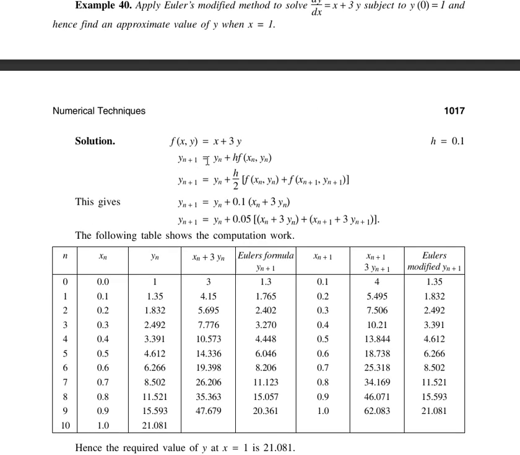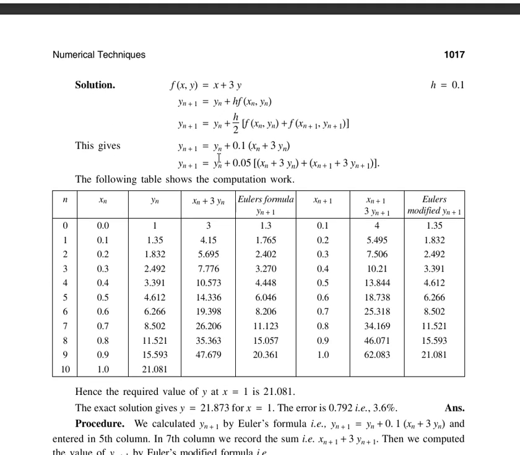So basically, you need to know these two formulas, right? This is our f of x, and this is the first formula, and this is the second one. This is the normal Euler method and this is the modified Euler method that you need to know. So coming down to this table, let's begin to solve.